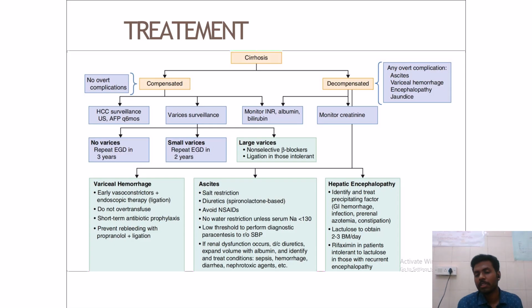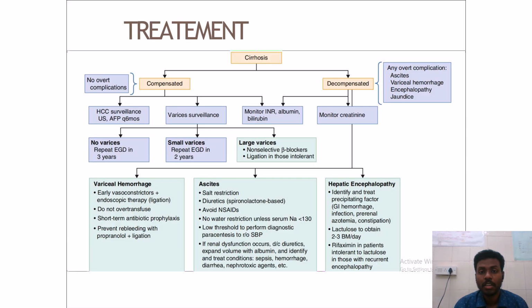Hepatic encephalopathy is a complication of decompensated cirrhosis. We have to identify the precipitating factor for the hepatic encephalopathy, that is mostly GI hemorrhage, sepsis or infection, prerenal azotemia, and constipation. Constipation is the single most common reason for development of hepatic encephalopathy in a patient with decompensated liver disease. If a patient diagnosed with decompensated liver disease is not passing stools for more than 2 days, then he is at risk of developing hepatic encephalopathy.